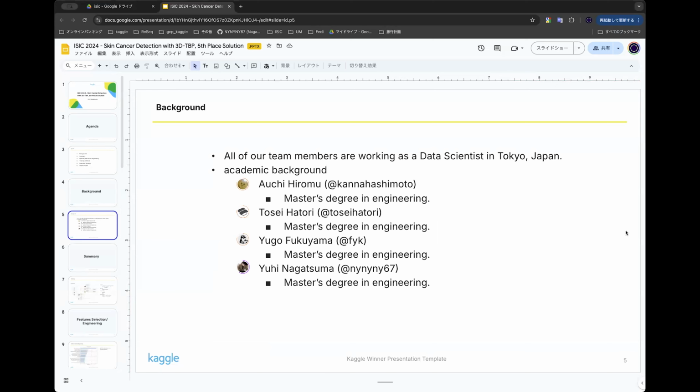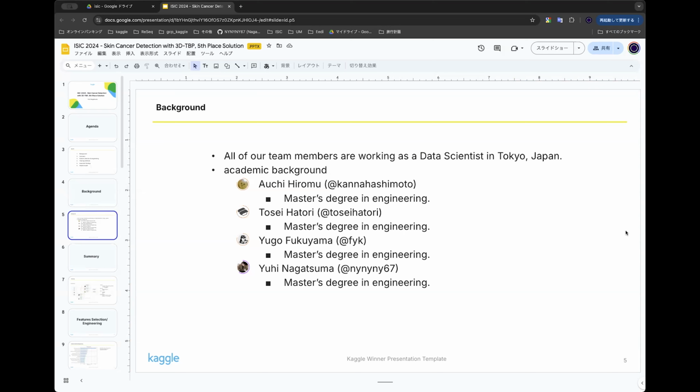Our team consists of 4 members. Outson played a crucial role in researching past competition data and improving the tabular model's performance. Hattori-san focused on image model development and successfully achieved very high accuracy classification using an image model with auxiliary loss. Fukuyama-san mainly focused on tabular model development and ensembling our models.